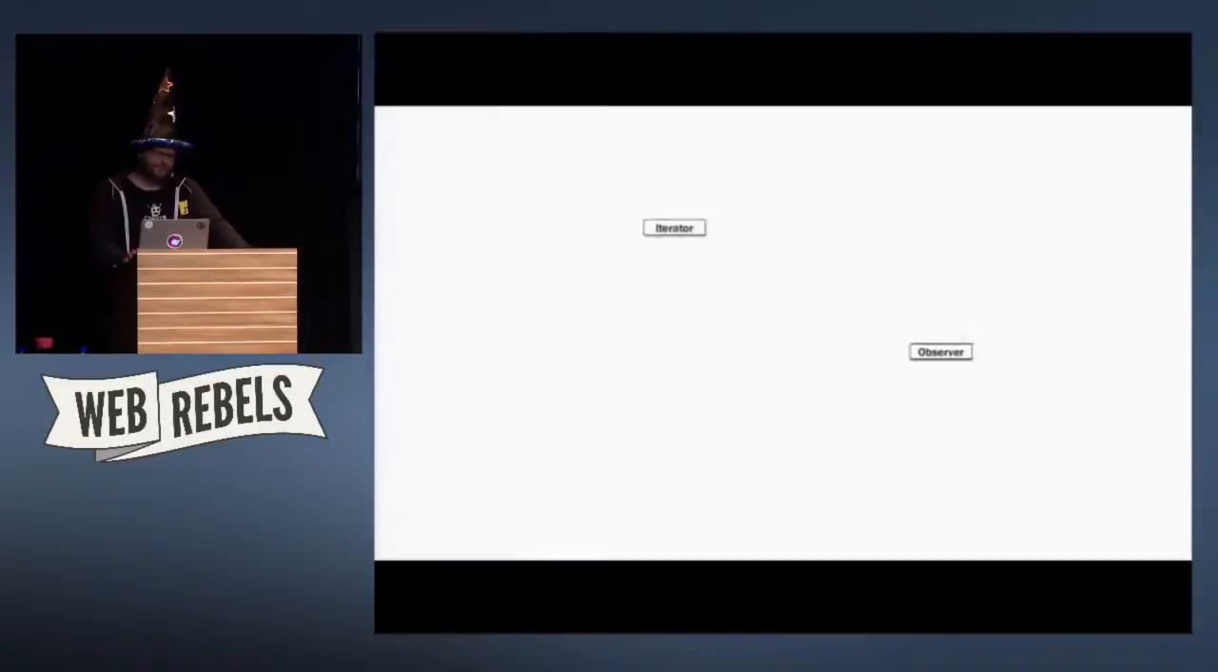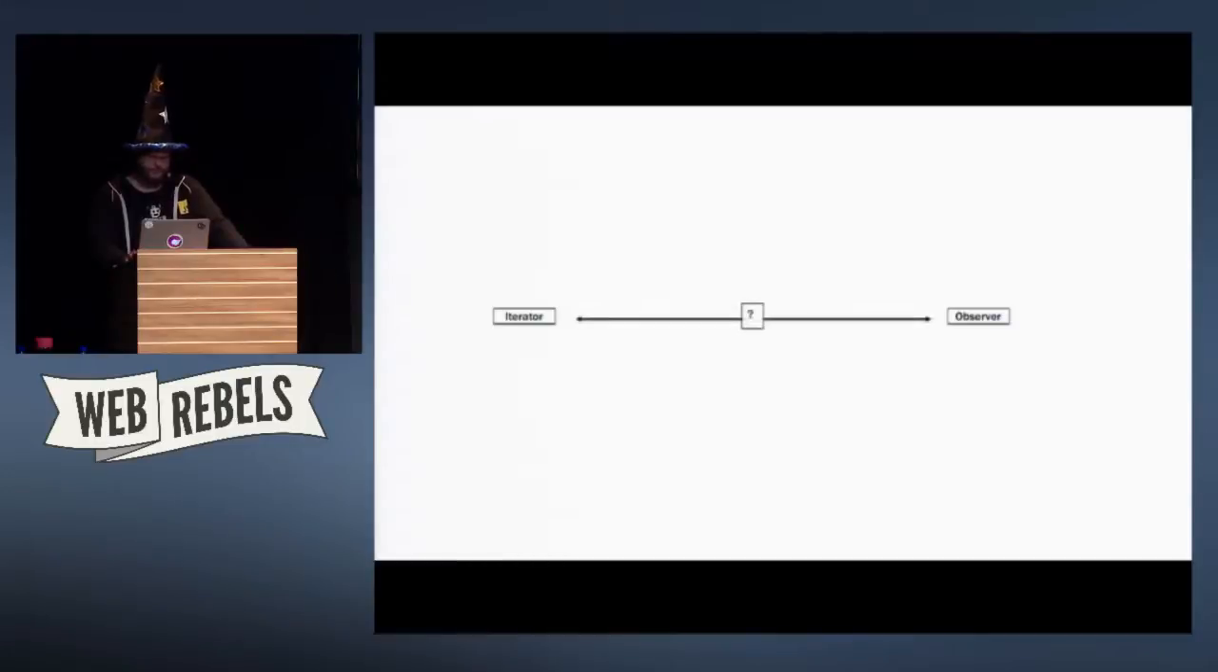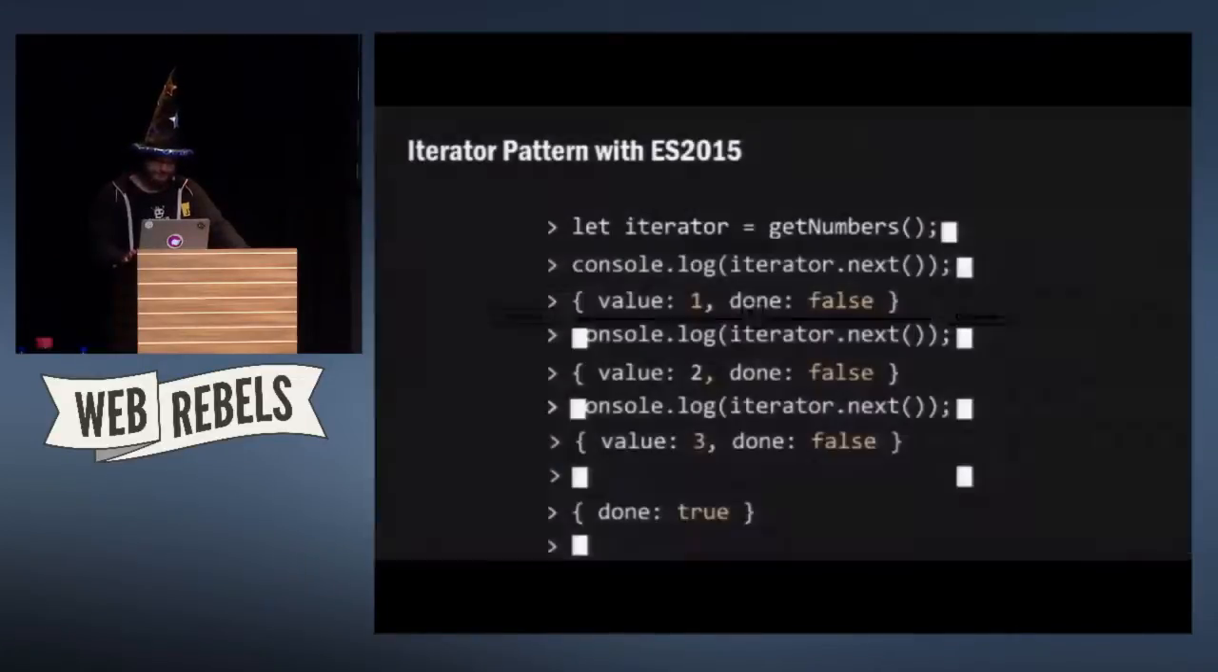And the fact that there was no real concrete connection between the iterator and the observer. And there should have been. Because on one hand, you're dealing with a pull-based collection with the iterator, and the other time with a subject-observer pattern, you're dealing with push-based collections.